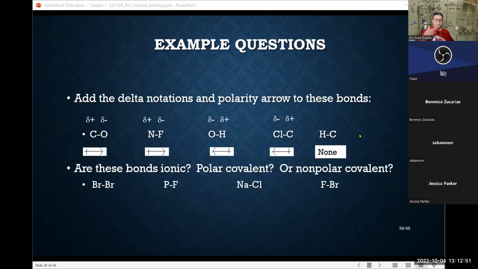All right, so in this set of questions, they're asking you, are these bonds ionic? And if not, they must be covalent. Obviously, if they're not ionic, they've got to be covalent. And if they are covalent, are they polar or nonpolar? So the first one should be very easy to determine, because to be an ionic bond, what is your criteria for being an ionic bond? Do you recall?